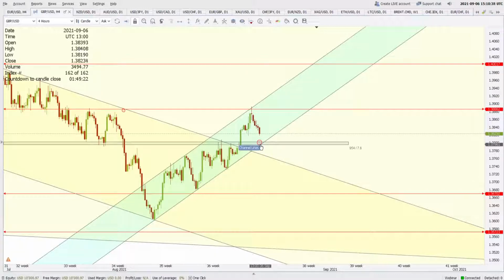And if we see a closing below this horizontal resistance support level, then we can see this falling channel's resistance line to be tested on this chart. And if that is broken, then 1.3670 will be the next support level for this chart.